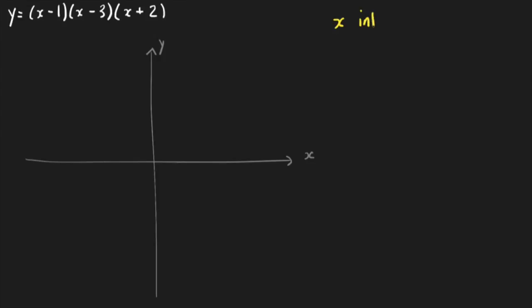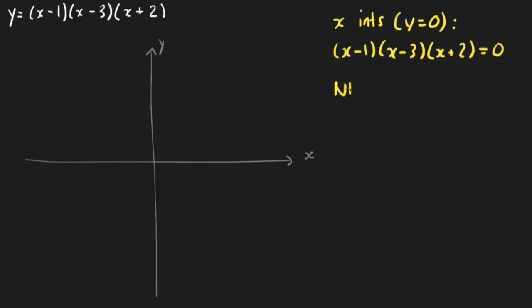So let's find the x intercepts first, and to do that we have to make y equal to 0. That means that x minus 1 times x minus 3 times x plus 2 is equal to 0. You can see straight away from here that the x-intercepts are going to be at 1, 3, and negative 2, but I'll just go through the entire working this first time around.